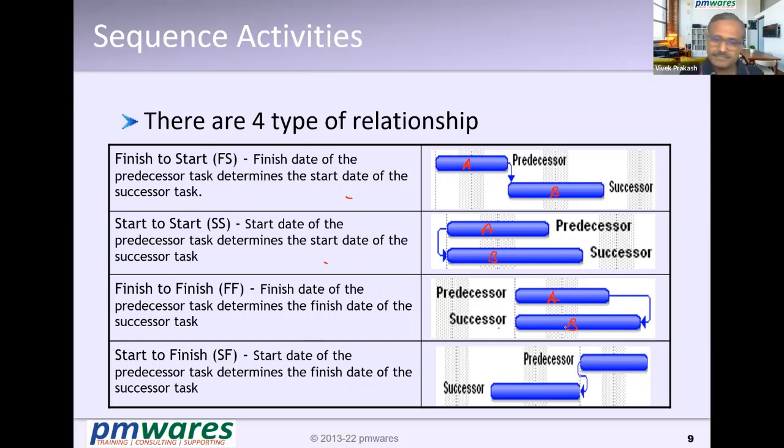Now, in the case of finish to finish, it is the same thing: once A finishes, then only B will finish. When such a situation is there, we put finish to finish.